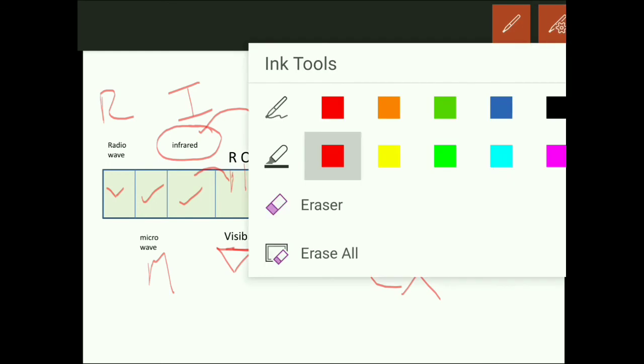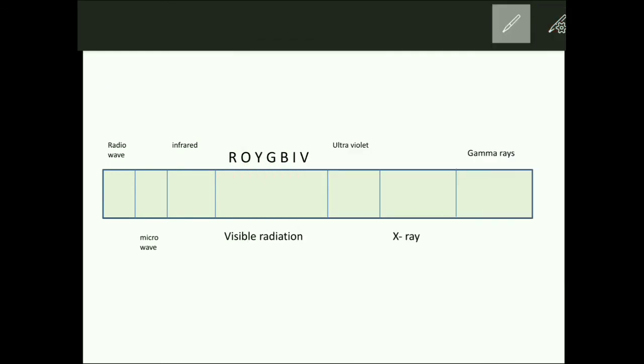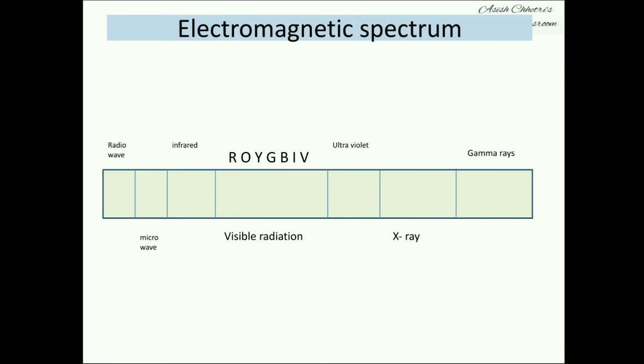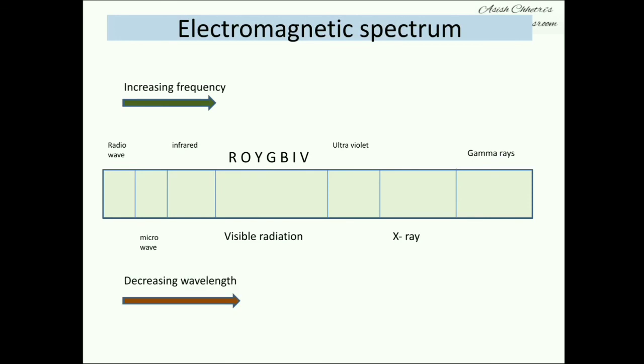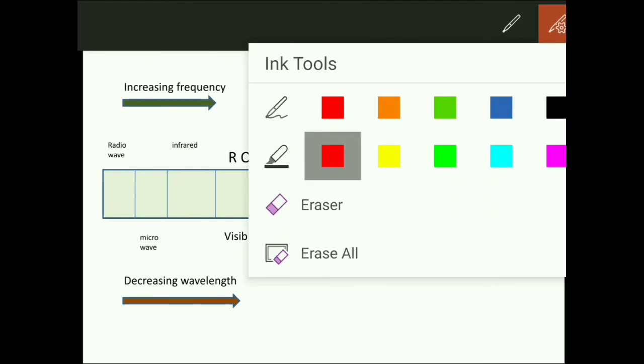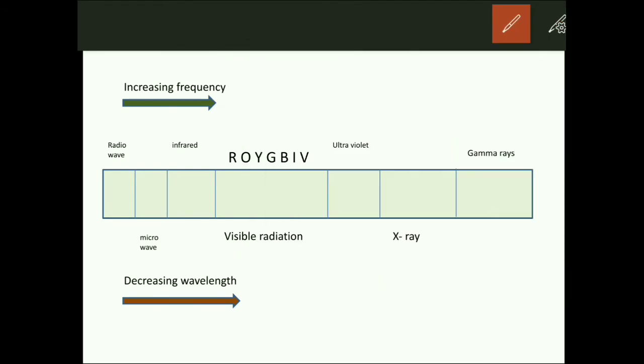Now why is this called the electromagnetic spectrum? Because I have arranged all these radiations in increasing order of frequency or decreasing order of wavelength. Now what does this mean? It means it has low frequency, a little higher frequency, a little higher, a little higher and the highest. The frequency is increasing, and in other words, the highest wavelength first, and the wavelength keeps on decreasing.